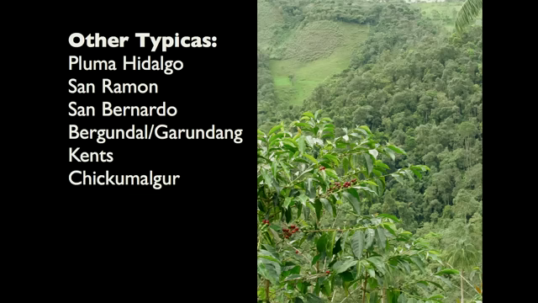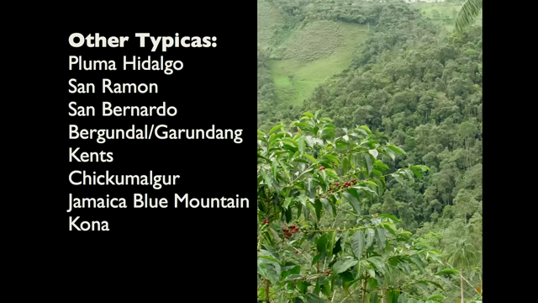Kents and Chikumalgur are the typicas that we have associated with India. Jamaica Blue Mountain and Kona are the typicas that we associate with the islands of Jamaica and Hawaii, respectively. So you can see that the Typica strain made its way all throughout the world and has taken on the properties of the places where it was planted.